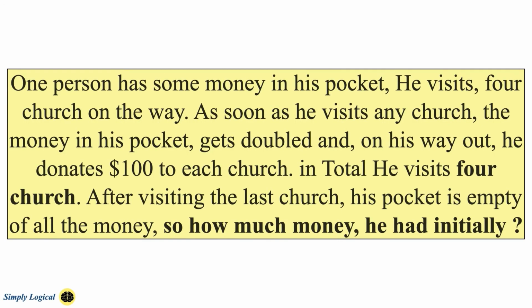One person has some money in his pocket. He visits 4 churches on the way. As soon as he visits any church, the money in his pocket gets doubled, and on his way out, he donates $100 to each church. In total, he visits 4 churches. After visiting the last church, his pocket is empty of all the money. So how much money did he have initially?